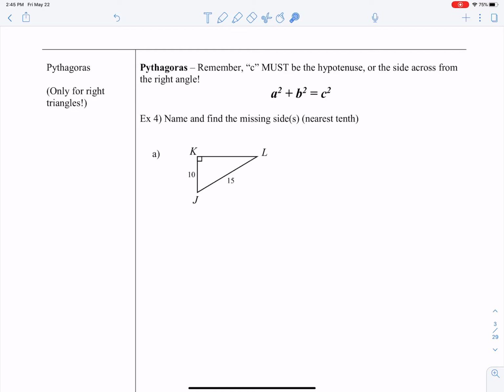The next thing is Pythagoras. So Pythagoras allows us, this is something you learned in grade 9, to find missing sides. If we have the length of two sides, here we have 10 and 15, it allows us to find the third. This only works for right triangles, so there must be a 90 degrees somewhere in the triangle. 90 degrees is usually shown by a little square like this.